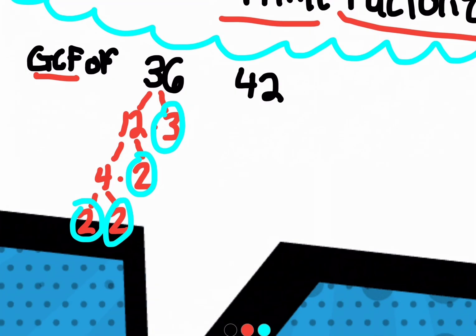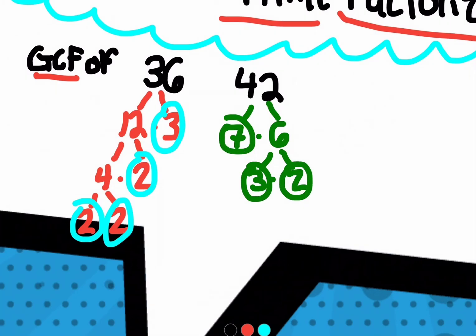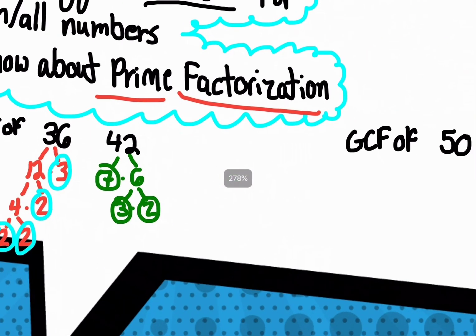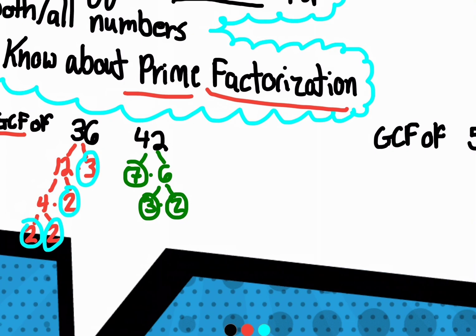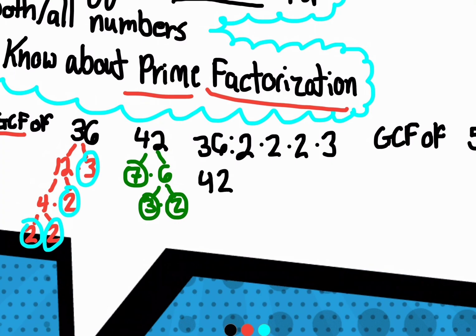What about my 42? Well, I know I could break it apart into, I'll choose green, 7 times 6. I can't break down that 7 other than 7 and 1, and that doesn't help me. But I can break down the 6 into 3 and 2. So I have a 7, a 3, and a 2. I'm going to scoot it over a little bit. So the prime factorization of 36 is 2 times 2 times 2 times 3, and for 42 the prime factorization is 2 times 3 times 7.